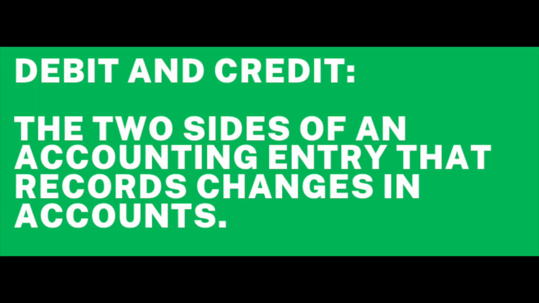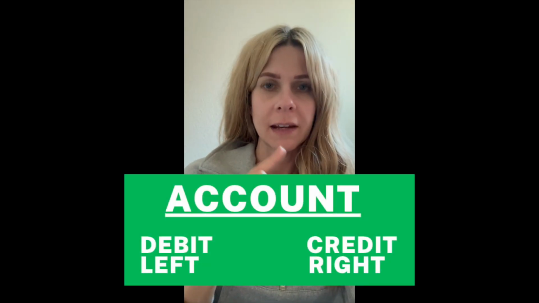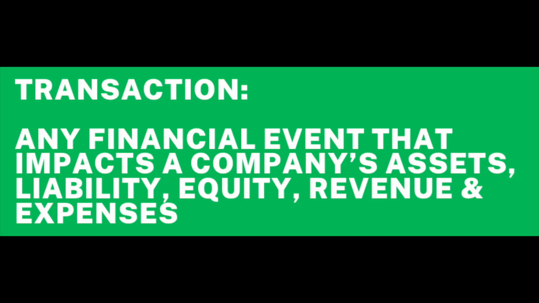These are 2 sides of the accounting entry that records the changes in an account. So to clarify, debits go on the left side of the T account and credits go on the right. Now, I think it's actually easier if we go over a transaction and then this will all start coming together.